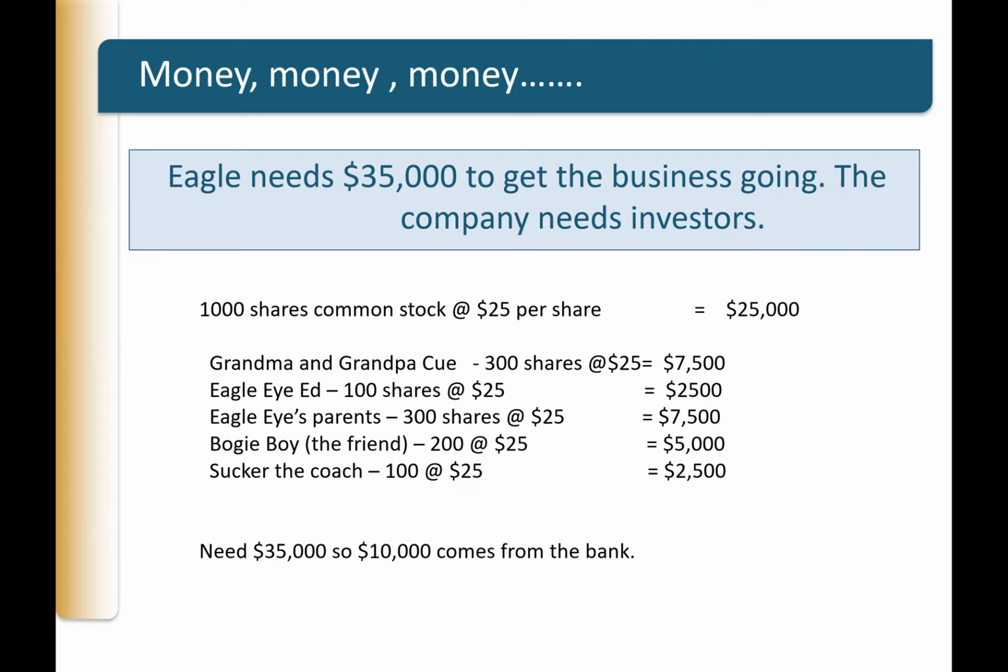And in order to get that money, they need to come up with some investors. So they have Grandma and Grandpa Q that decide to invest $500. Okay.